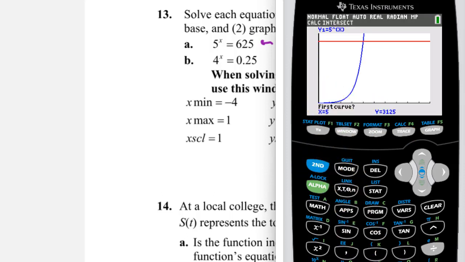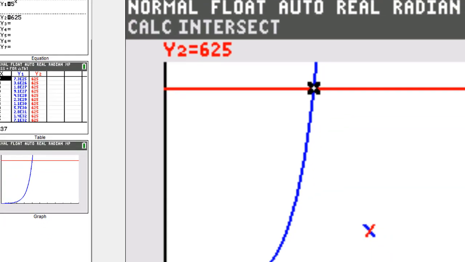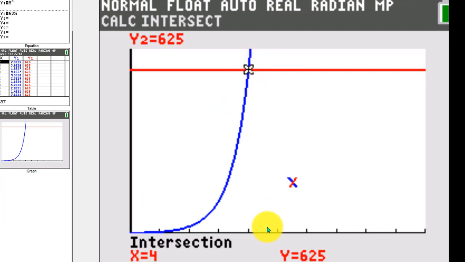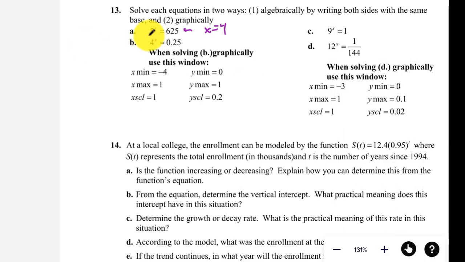Second, trace, number 5 for intersection. First curve, I press enter. Second curve, that's the red line, I press enter. Guess where do you think the answer is? I press enter. And it gives me the exact point at 4, 625. Intersection: 4, 625. So what value of x will give me 625? The answer is 4, right?